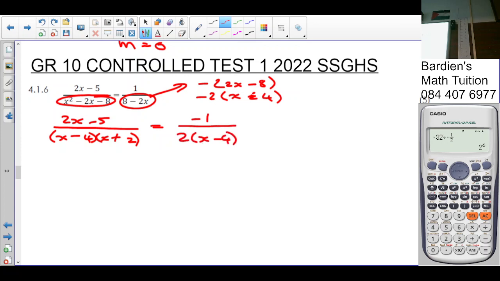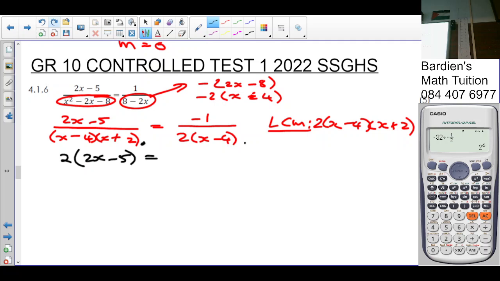Okay. So what's my LCM now? So we see the LCM is going to be x minus 4, x plus 2. X minus 4 is accounted for, however 2 is not. So the LCM is going to be 2 into x minus 4 and x plus 2. So we also say, okay, what must this denominator be multiplied by to get that LCM? 2. So the numerator must also be multiplied by 2. This must be multiplied by x plus 2, so the numerator also by x plus 2.